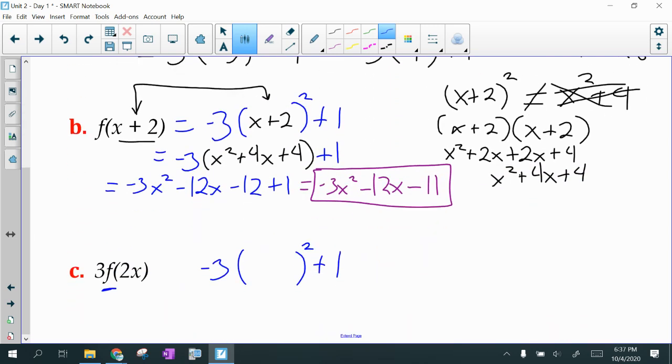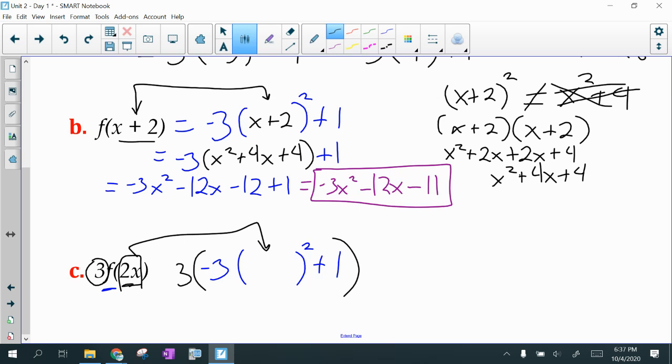All right, and now all I need to do is substitute in. I've got a 3 sitting out front, so I'm going to multiply 3 times whatever this ends up getting me. And remember that 2x there? Well, guess what? That's what has to go in the parentheses.